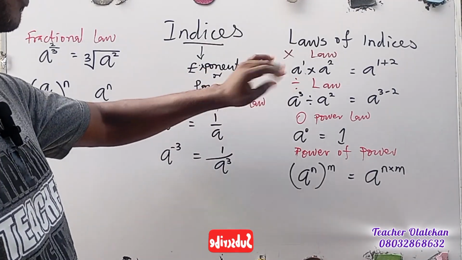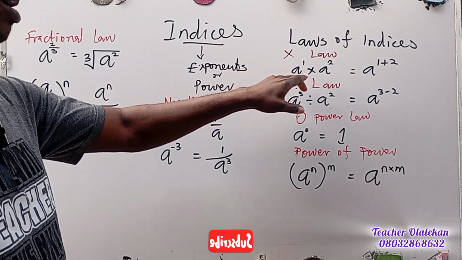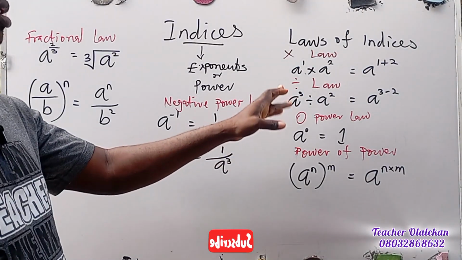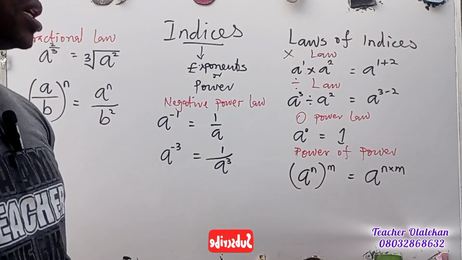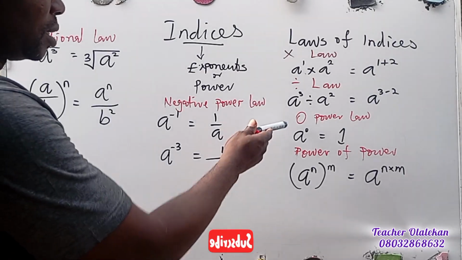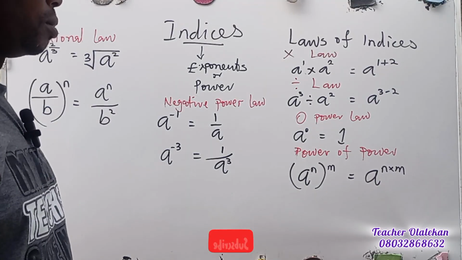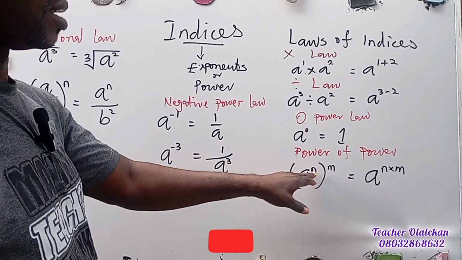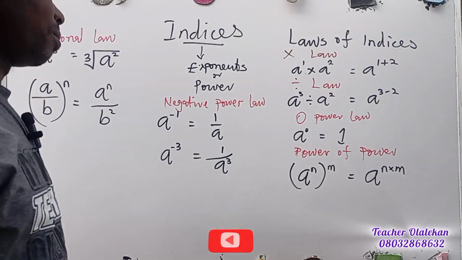So the first law is the multiplication law, which means that when you are multiplying in indices, you add the exponent. The second is the division law, which means that when you divide in indices, you take away the exponent. The zero power law means that anything raised to power 0 is equal to 1. The power of power means that when you have a power inside of a bracket and a power outside of a bracket, you just multiply the two powers. So that's the power of power.